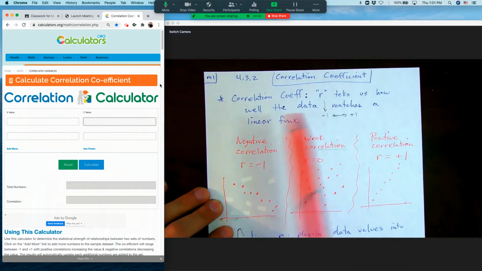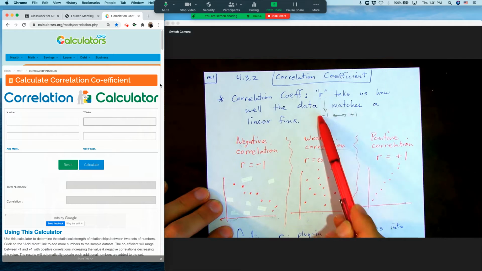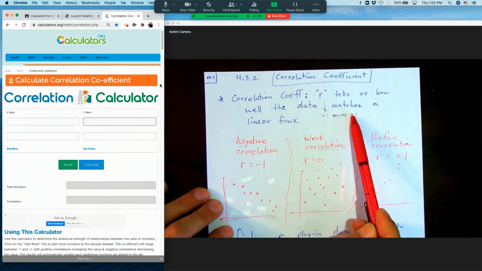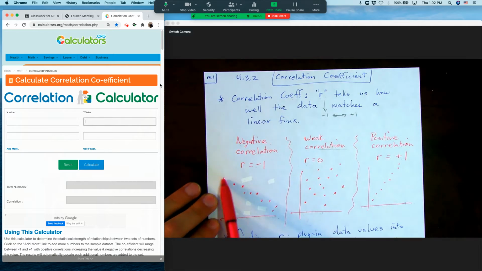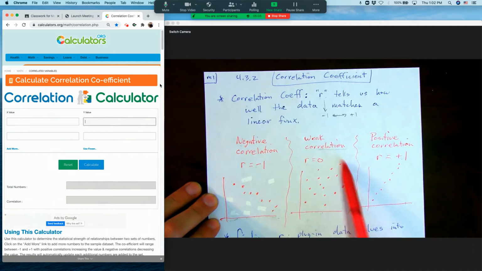Now the R value is going to be between -1 and +1. That's the entire range from -1 to +1. So -1 means it's a straight line and it goes straight down. +1 is a straight line and goes straight up. And 0, as I mentioned, is like you can't make a correlation. A correlation is just a relationship between two values.